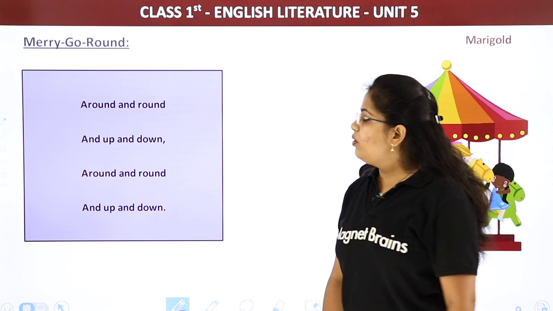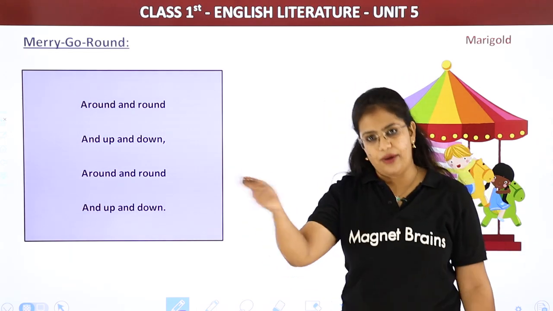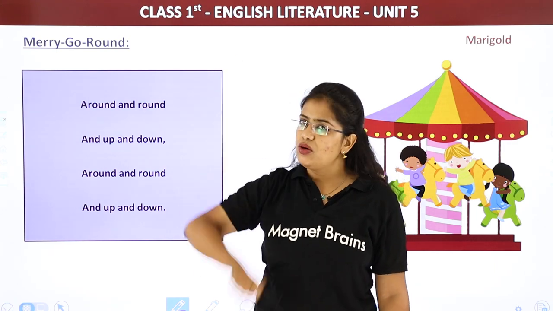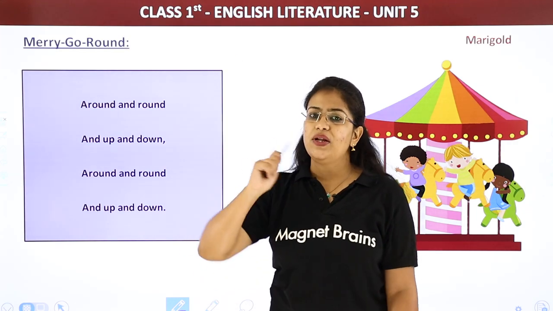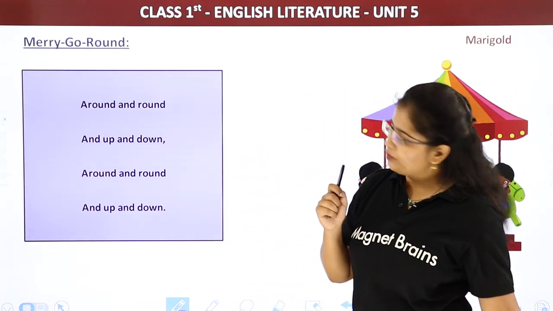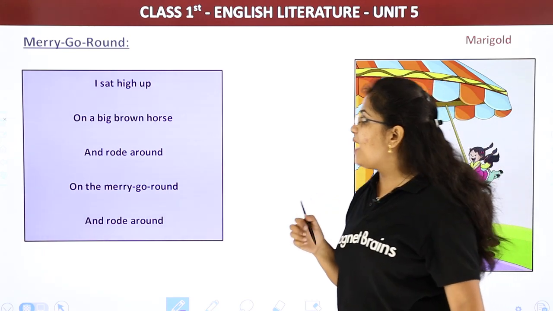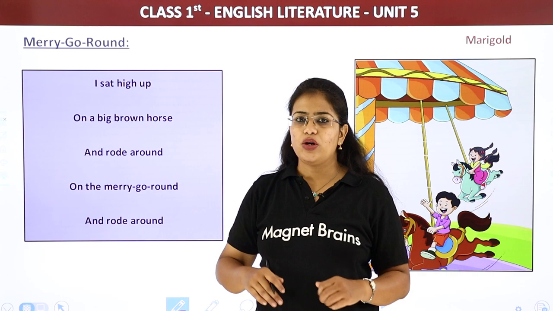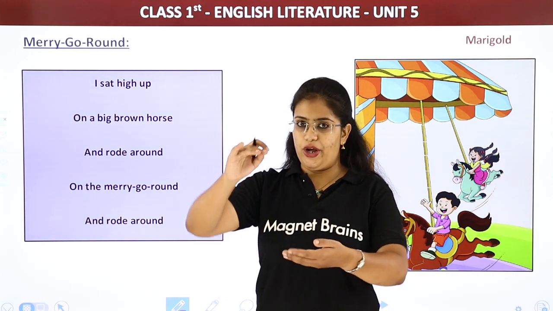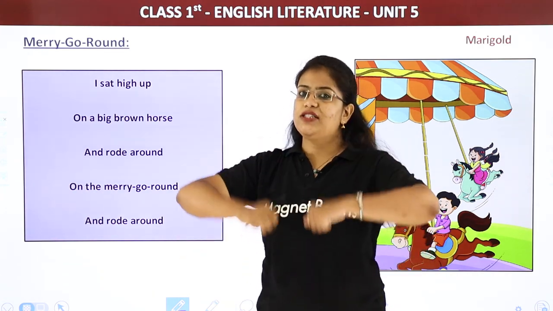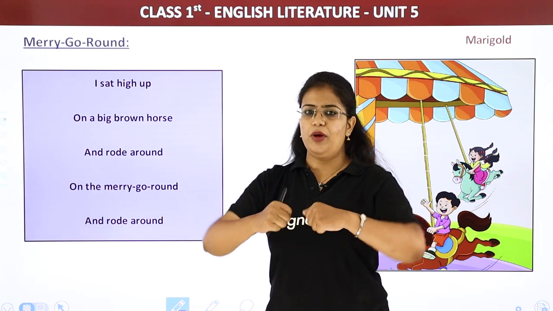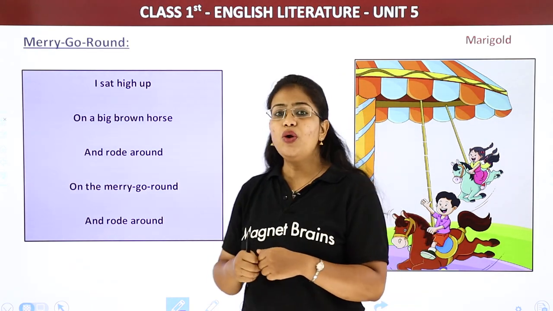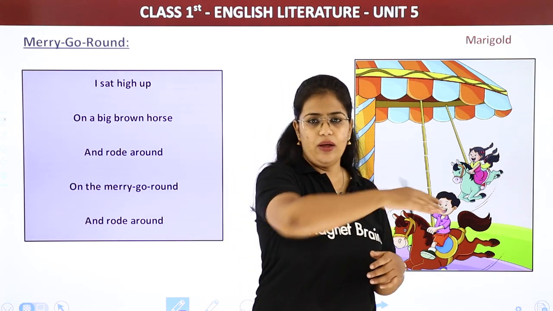अराउंड एंड राउंड एंड अप एंड डाउन. अप एंड डाउन इज हॉर्स, राउंड एंड राउंड इज मेरी गो राउंड. आई सैट अप हाई on a big brown horse. अब horse है तो छोटा तो होगा नहीं, बड़ा है. So, she says कि I sat up high. मैं बहुत ऊँचा होके बैठी थी. And rode around. Rode, उस पर बैठ के घूमना, ठीक है?